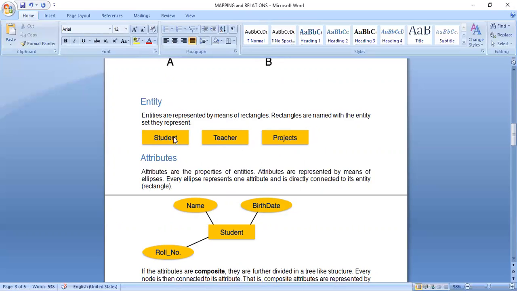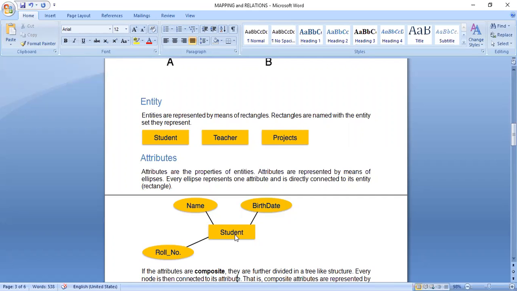If you can understand it with respect to a table, this determines table names like student, teacher, projects, etc. Now each entity has certain attributes. Attributes are nothing but properties of these entities. In tables, these are called attribute values, if you can remember. These are the properties of the entities here.